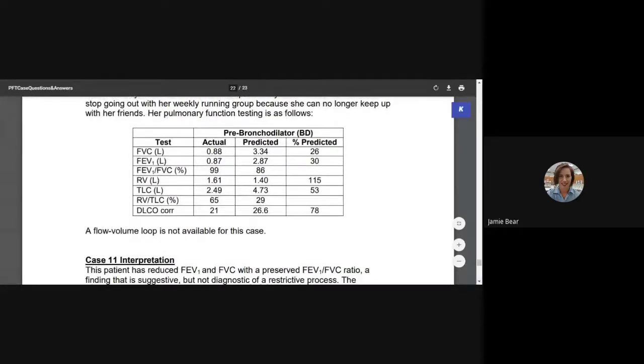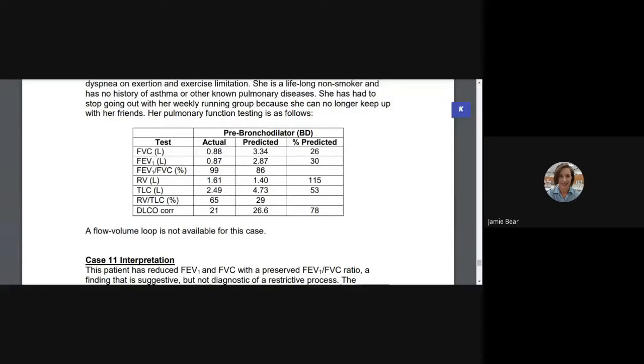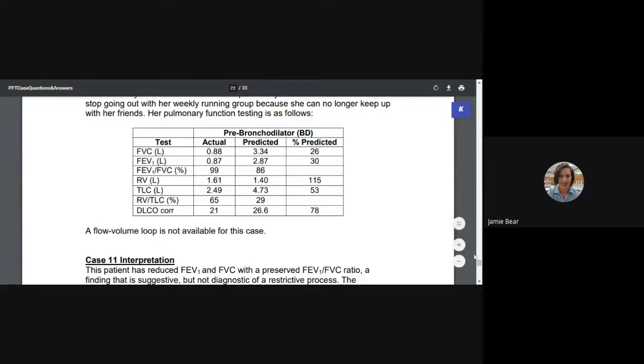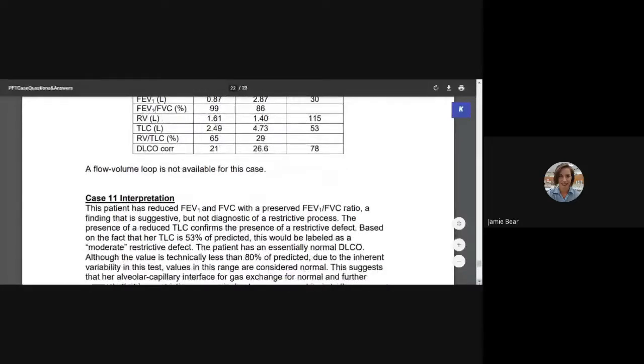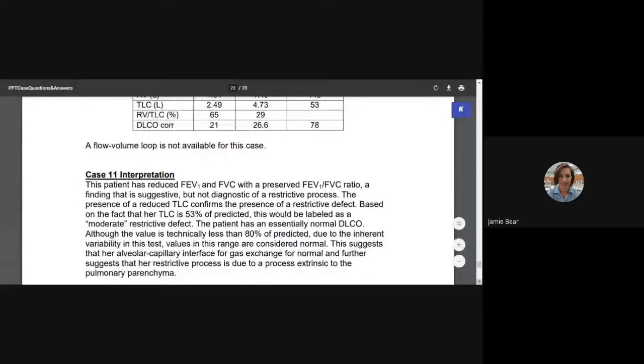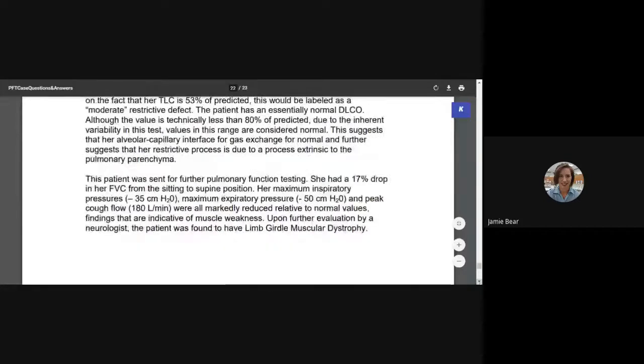Okay, so she has 26% of predicted, 30% of predicted, and 99% of predicted FEV1 percentage. Okay, so this indicates restriction. Then we look here, and her TLC is only 53% of predicted. So that is also indicative of a restrictive component. Okay, and then she does have a normal DLCO.